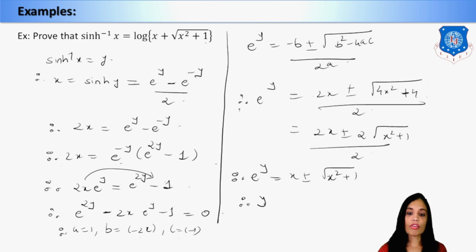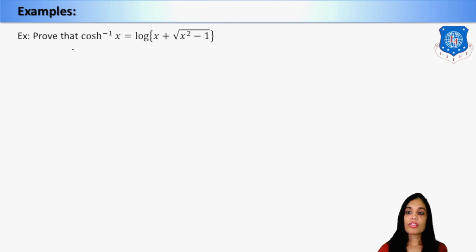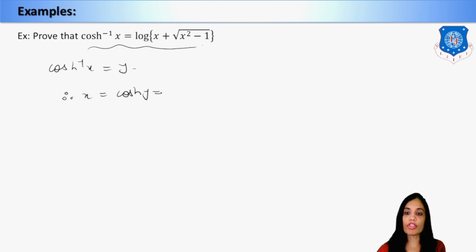Right? So what is the final answer for y? y, that is sinh inverse x, is ln of x plus or minus under root of x square plus 1. So we have proved our required identity. Now you can solve this by yourself using the assumption: cosh inverse x is equal to what? y. Therefore x will be cosh y. Now we know the formula of cosh y, that is e raised to y plus e raised to minus y upon 2.